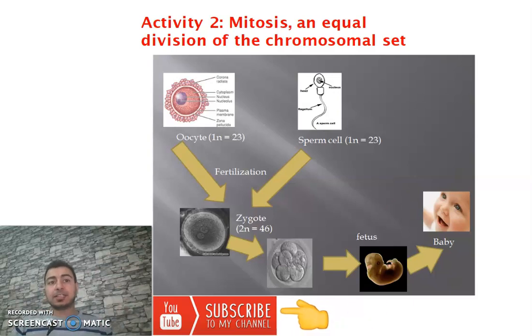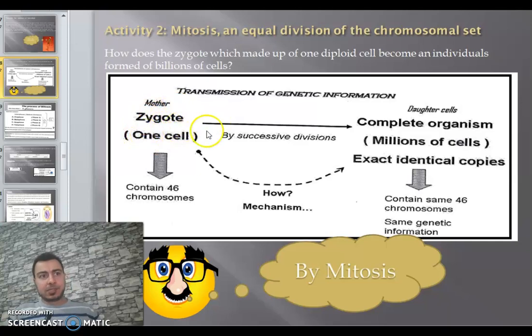This occurs by cell division. So let's talk about cell division and its characteristics. The zygote, which is one cell, gave me millions of identical cells, and all of them have 46 chromosomes each, by successive cell divisions.